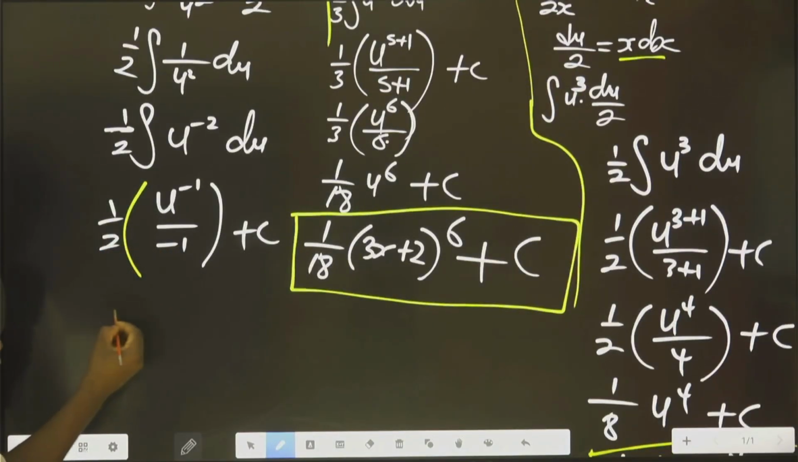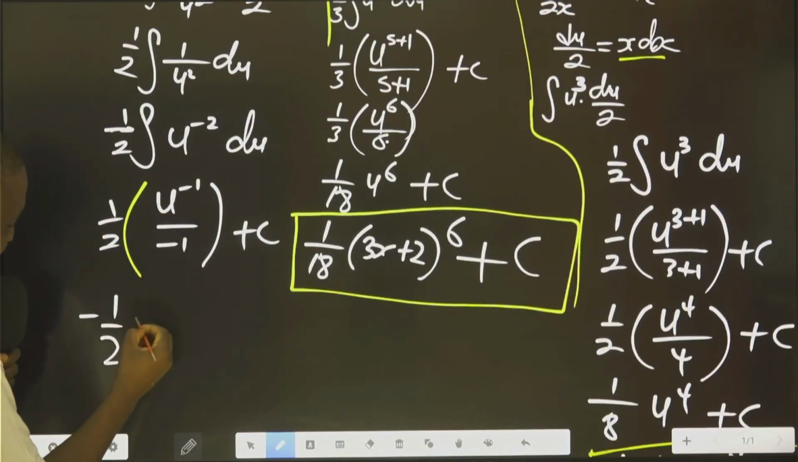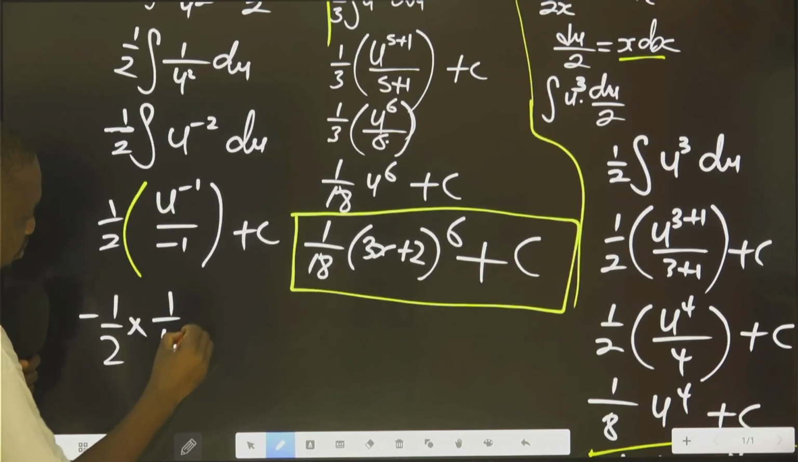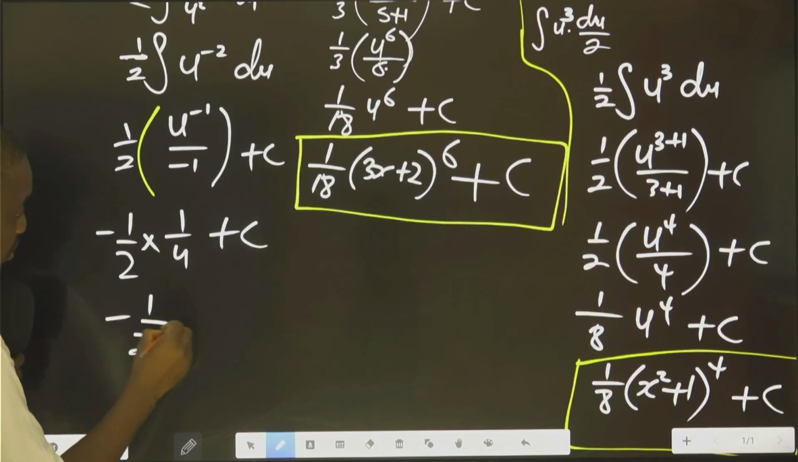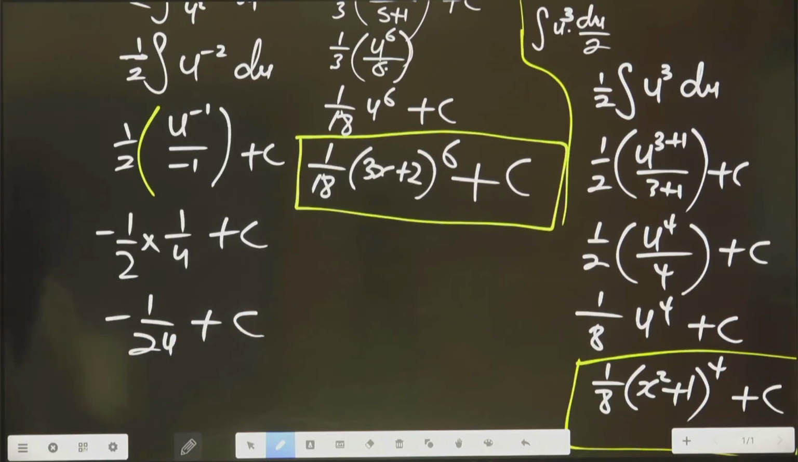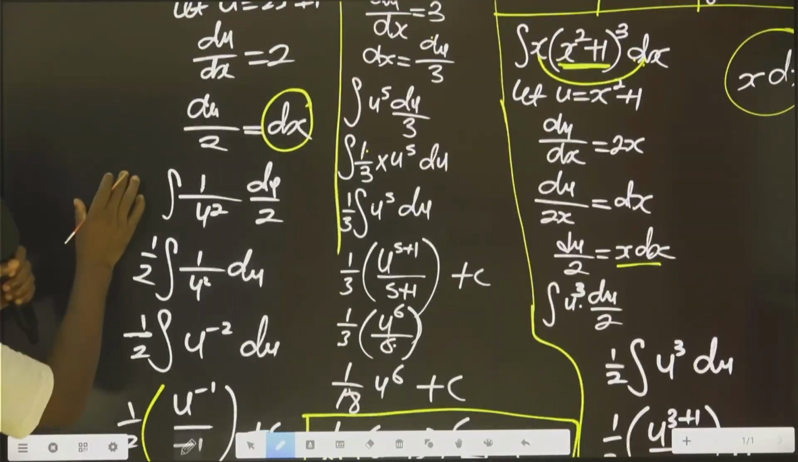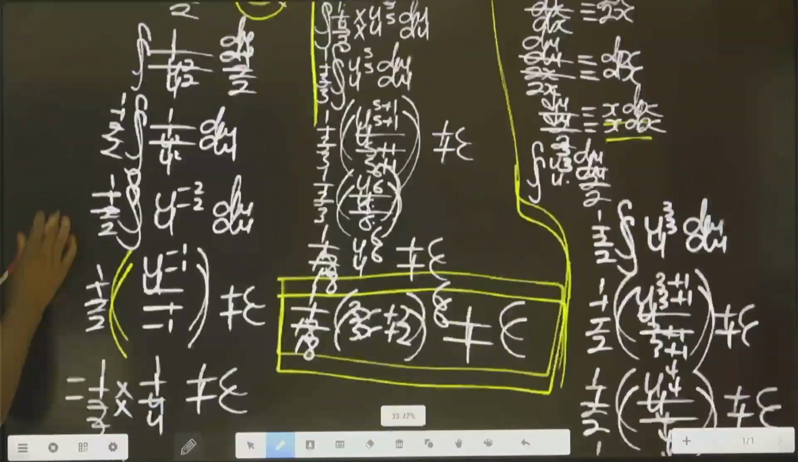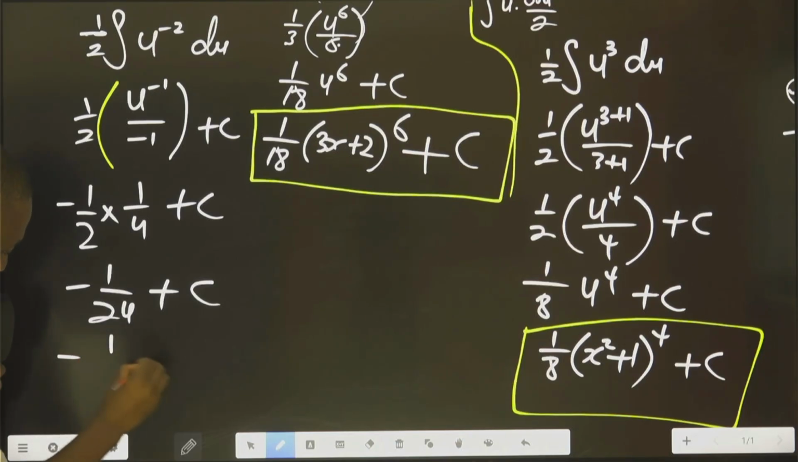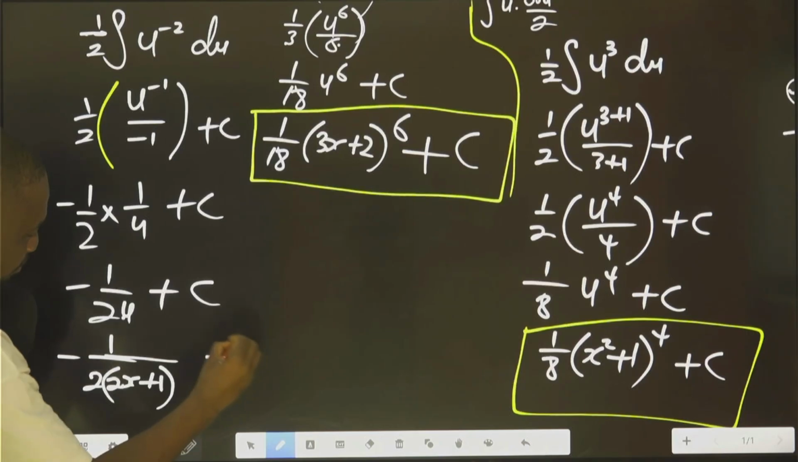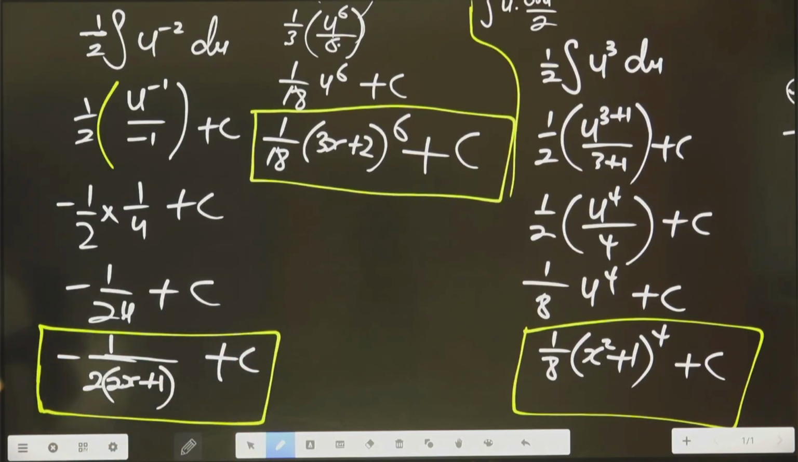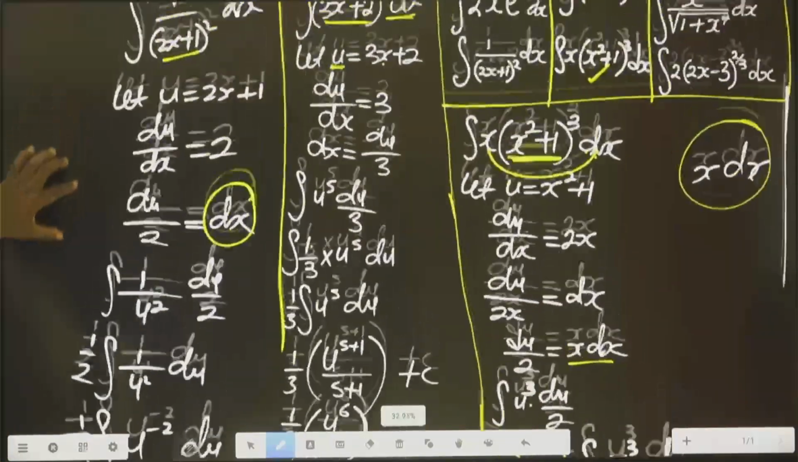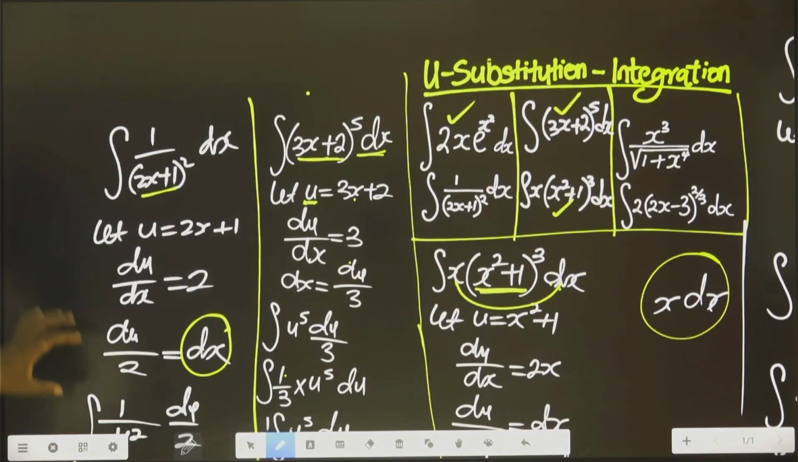You agree with me? This will bring out this minus. This becomes 1 over u plus c. If you multiply this, you're going to have 2 root u plus c like this. But what is u? u again is simply 2s plus 1. That is 2s plus 1 plus c. So this is the integral of this particular question. Hope you understand it.